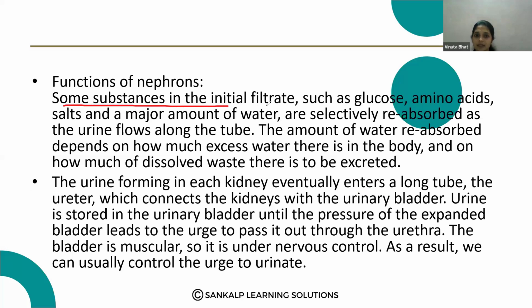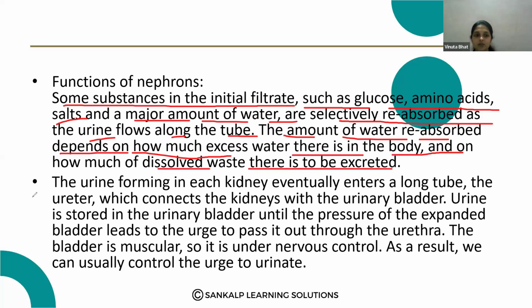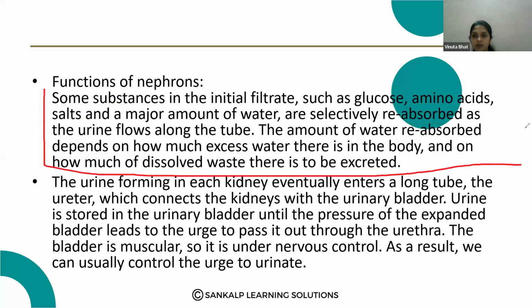Some substances in the initial filtrate, such as glucose, amino acids, salts and major amounts of water, are selectively reabsorbed as the urine flows along the tube. The amount of water reabsorbed depends on how much excess water there is in the body and on how much dissolved waste there is to be excreted. So that is the main thing, how the production of urine is regulated. This is the important one.